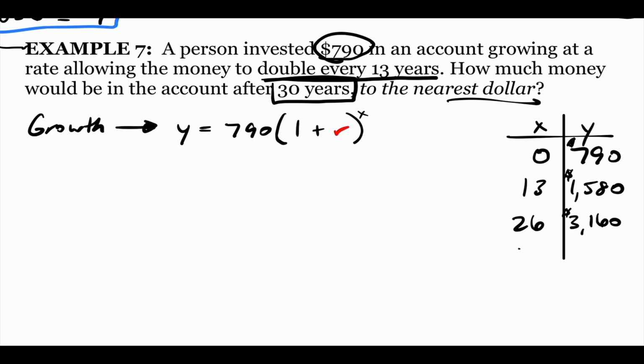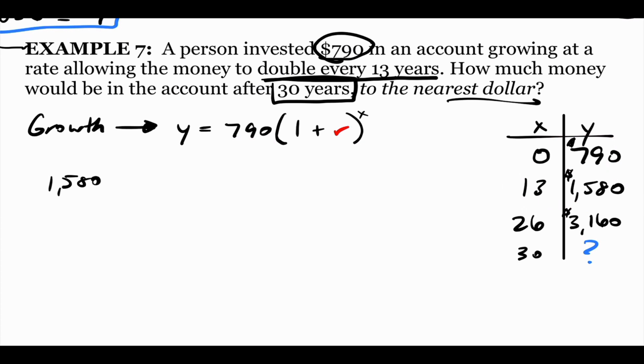The question says, okay, when it's 30 years, how much money is going to be sitting there in the bank or the account, whatever it is? Okay, so again, we don't have R, so I can't plug in 30. So I got to find R first. Okay, so let me find R. So to find R, I've already used this first one here, 790. I'm going to use this guy right here, the next one now. 13 for X, 1,580 for Y.